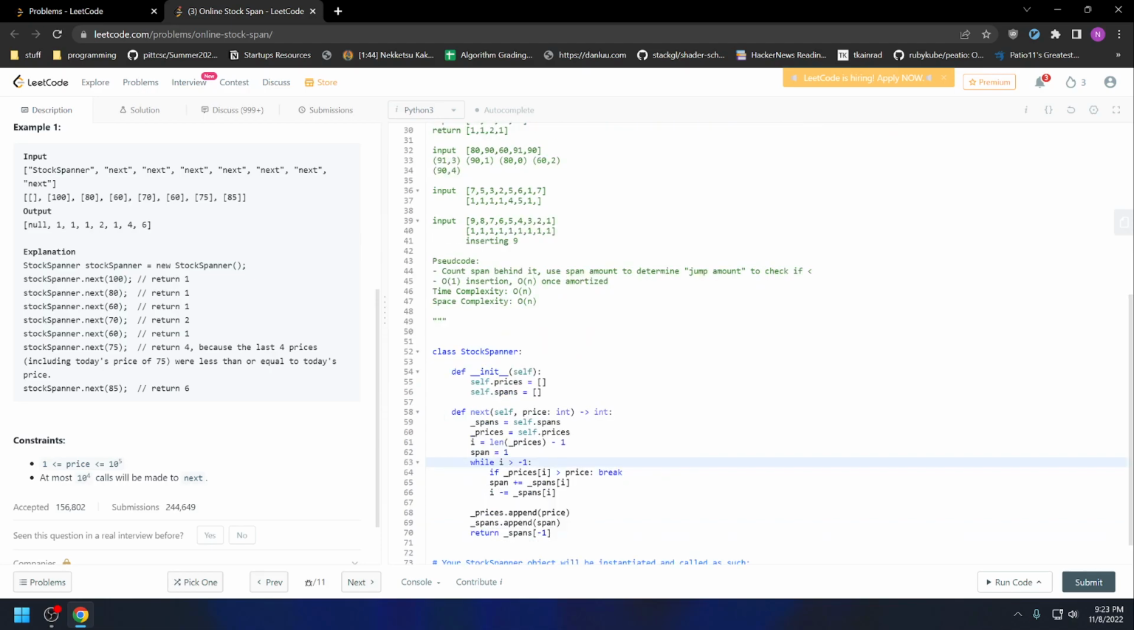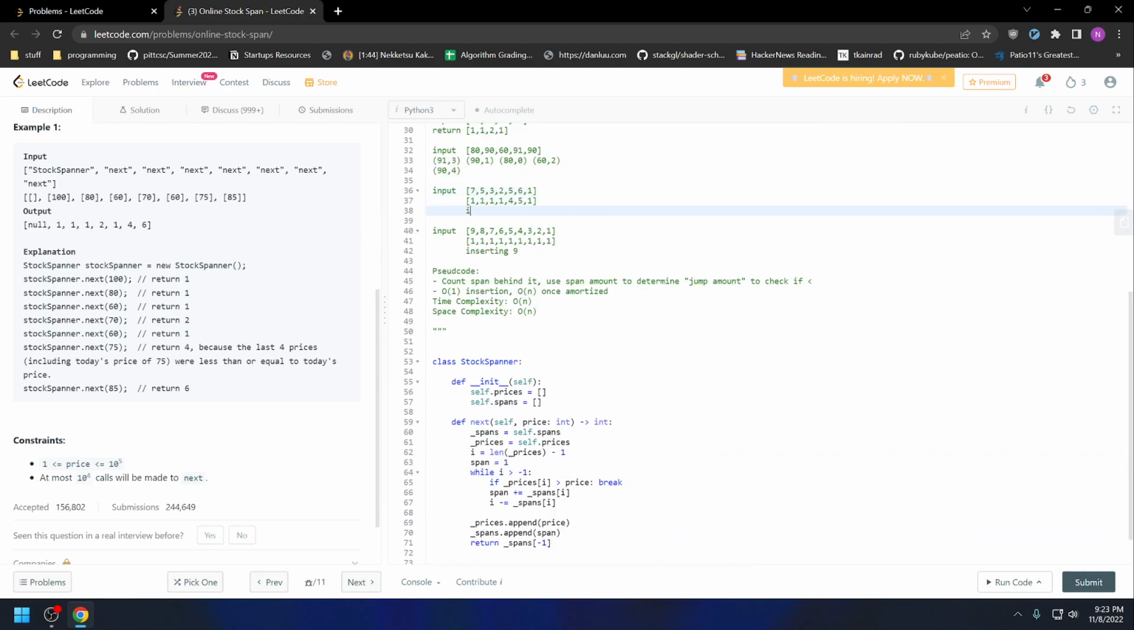Let's see here. We're inserting 7. We go here. 1. Is it greater than 7? No. At this span, go back 1. 6. Is it greater than 7? No. Add 5. Go back 5 spaces. So 1, 2, 3, 4, 5. Is 7 greater than that? No, go back 1.